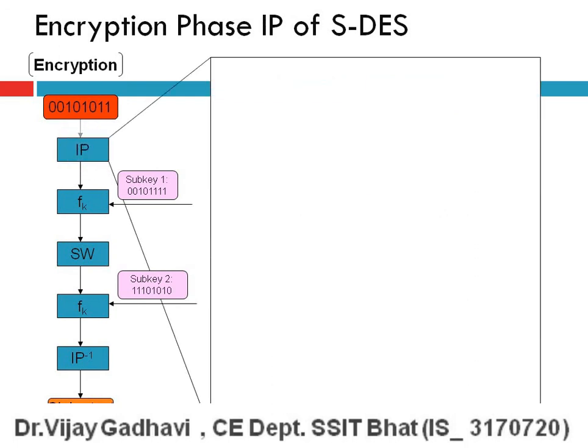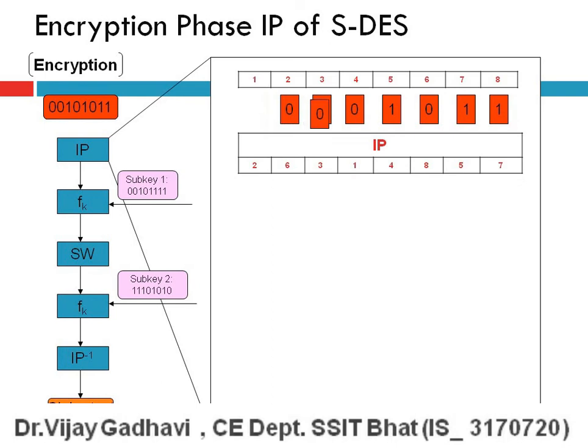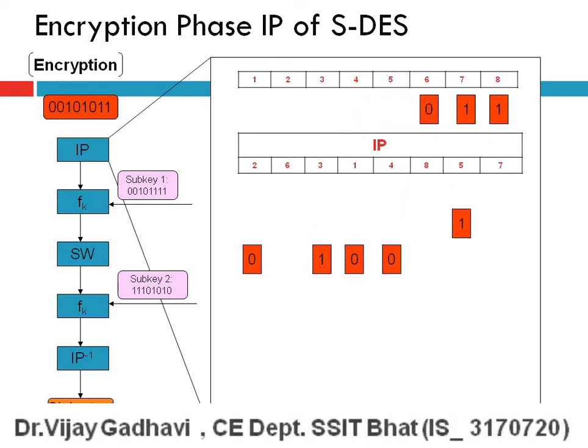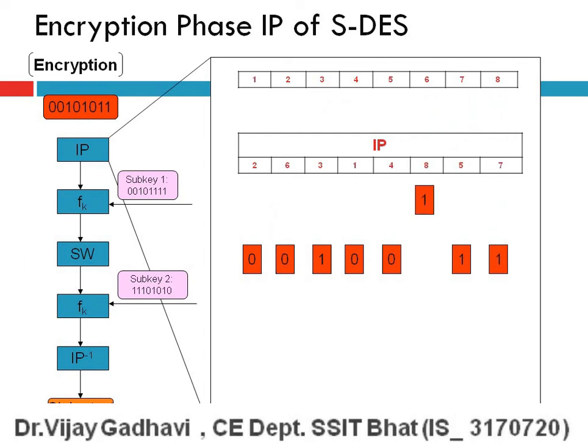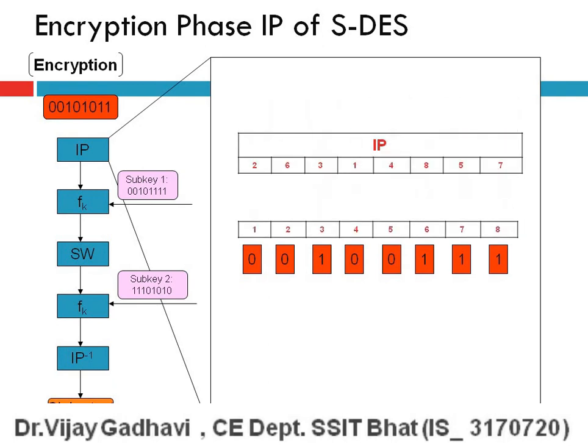Now the encryption phase IP of SDES, you can look at how the bits are transferred by using IP. The next step is swapping of bits using keys. Now we transfer the bits by using initial permutation. Then the number sequence is also changed, 1 to 8. Here we use subkey 1, which is 0 0 1 0 1 1 1 1. Next, subkey 2 is 1 1 1 0 1 0 1 0.